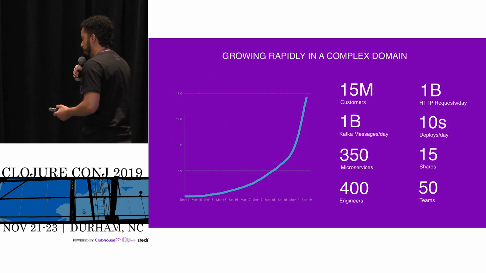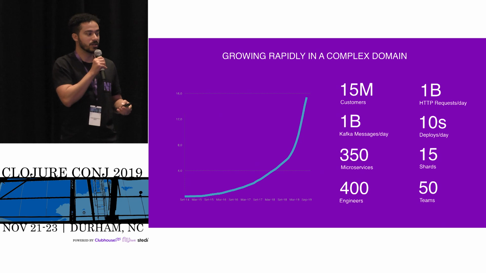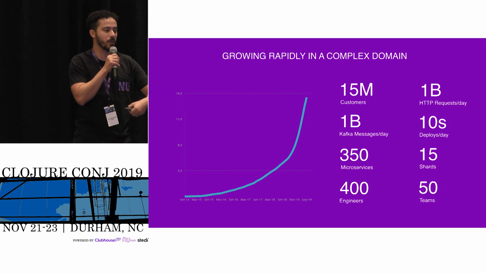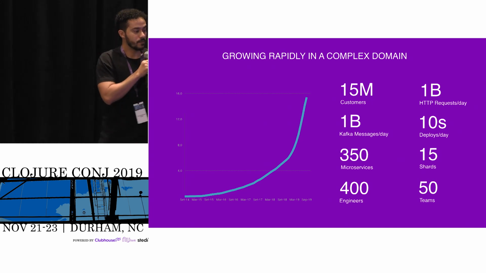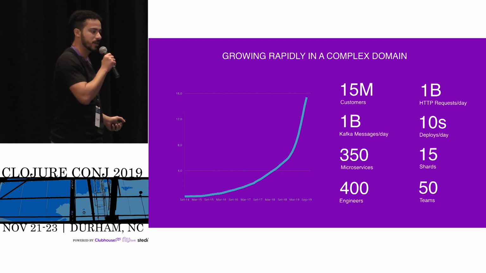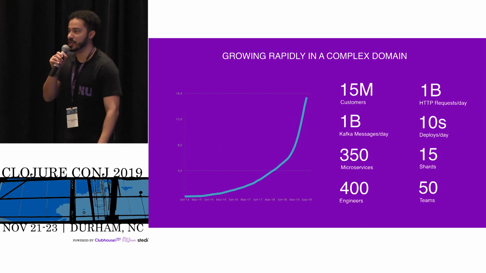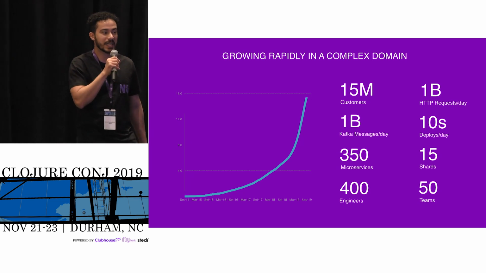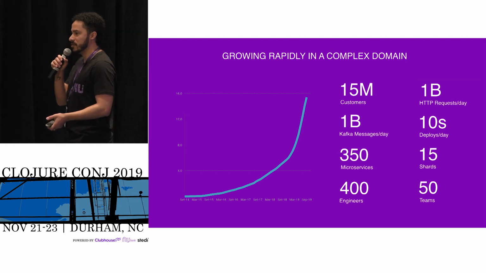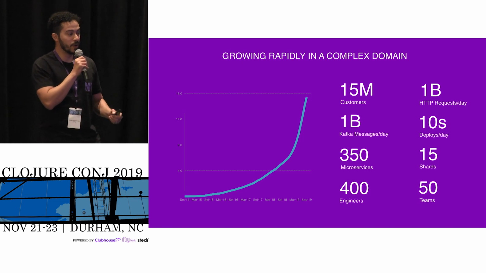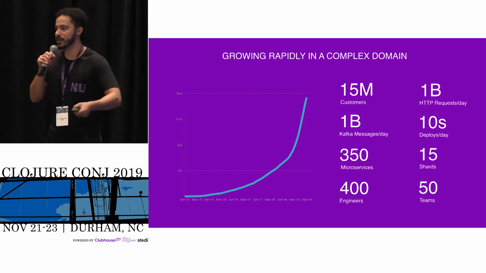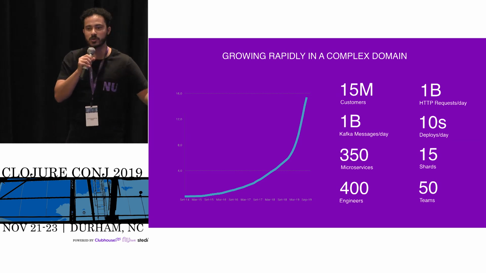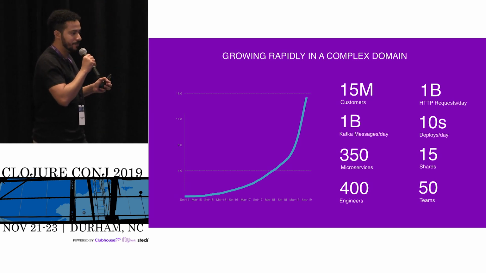Another thing that makes the problem worse is the scale that we are at. Nubank grows very fast, and today we have 15 million customers. We have billions of requests and Kafka messages going through a day. We have 350 microservices, 400 engineers, more than 50 engineering and product engineering teams. We run a sharded infrastructure to scale, so we have more than 15 shards now. This also brings lots of complexity for us to solve. Again, one person cannot bear this amount of complexity on their own. So we have to create ways for the normal engineer to be able to work in that environment without being thrown away.